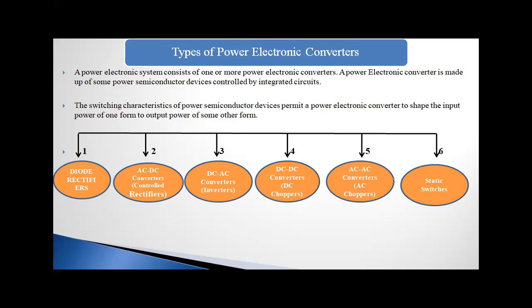Power electronic converters are classified into six types. Classified into six types. First one.